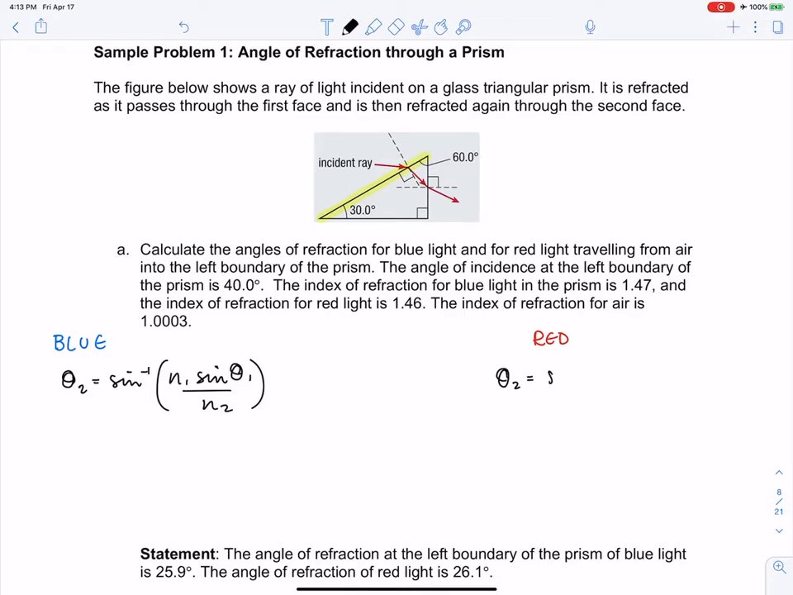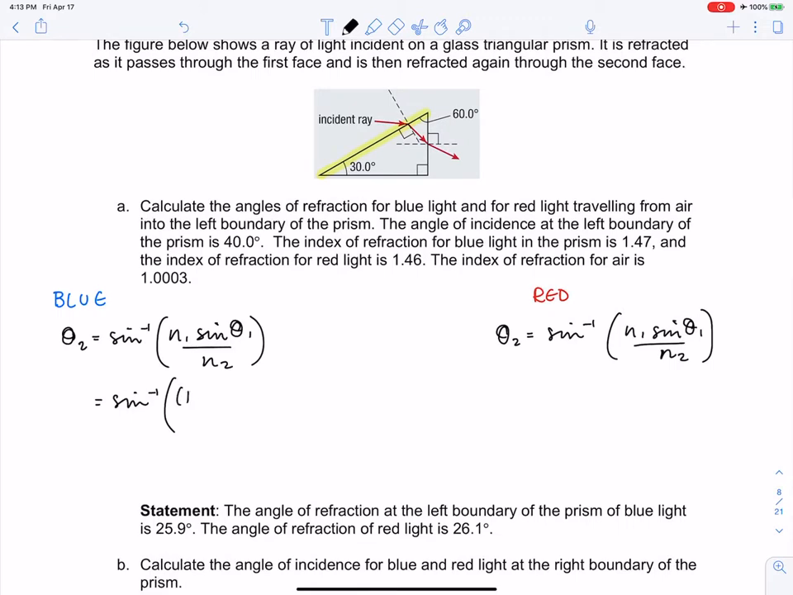And we'll be doing this for red light as well. And we can sub in values for blue light in particular. We know the original medium is air with an index of refraction of 1.003, and the angle of incidence is 40 degrees, divided by the index of refraction for the glass prism, which for the blue light is 1.47.